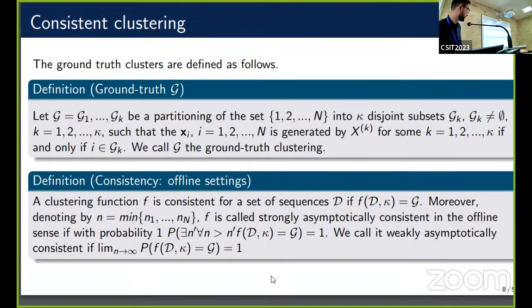More formally, the ground truth clusters are a partition G of the index set, such that all x_i in each cluster are generated by the same process. Regarding the consistency of the clustering function f, we say that a method is consistent for the set of sequences D if we can reconstruct the ground truth clusters G. If we denote by n the minimum number of time samples in each time series, then f is called strongly asymptotically consistent in the offline sense if we can recover the ground truth clusters with probability one, and weakly asymptotically consistent if the probability tends to 1.